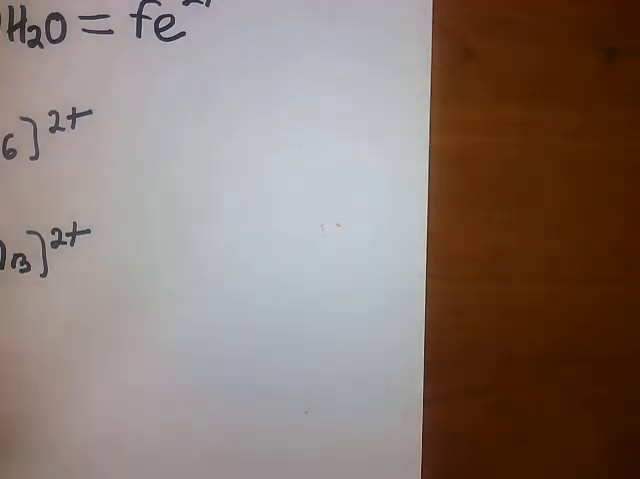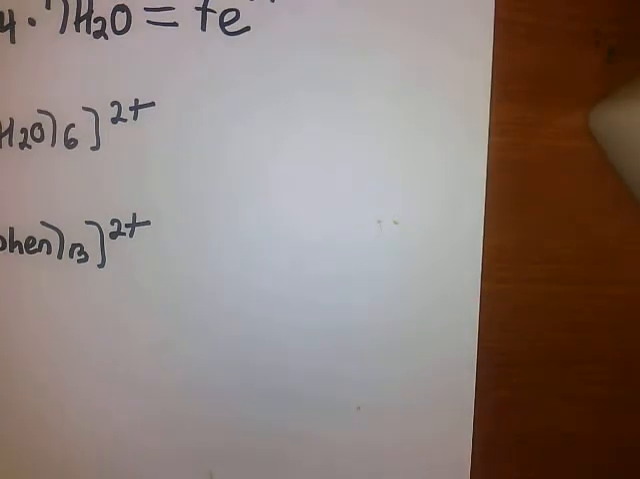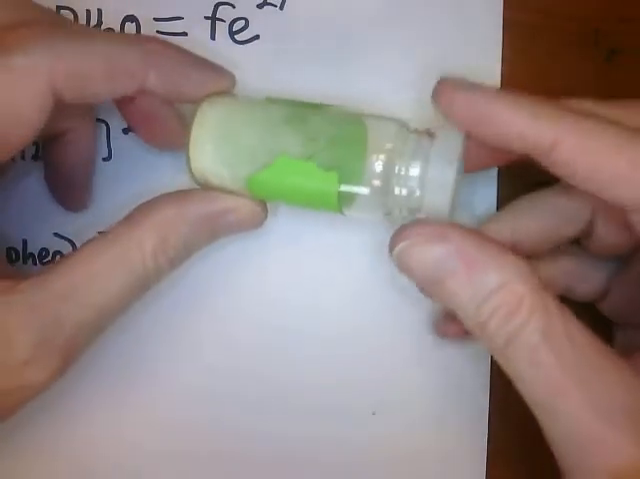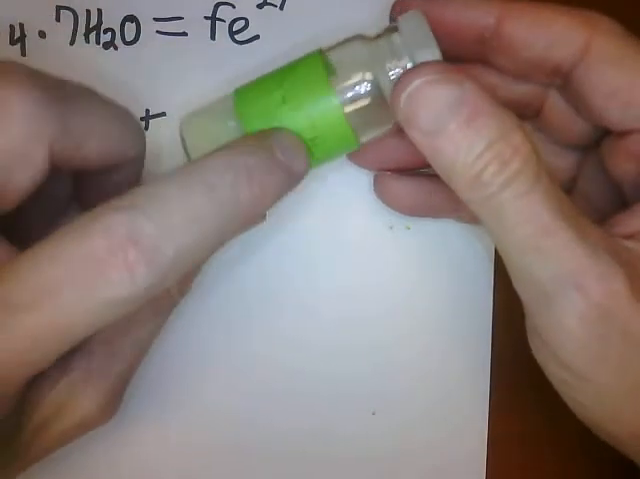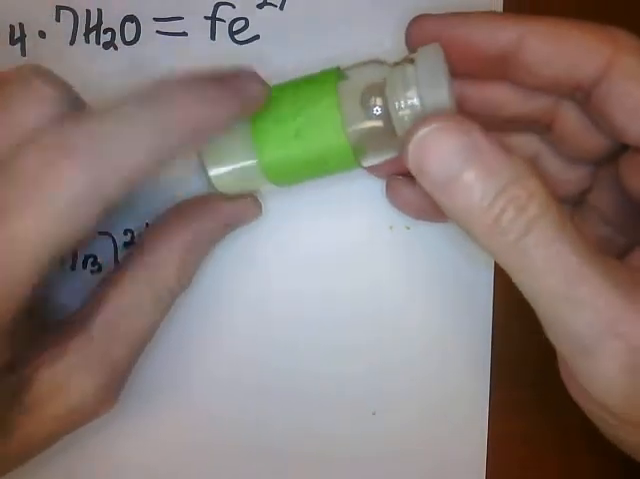Alright, so next let's go on and take a look at iron 2 ion. Our source of iron 2 ion is going to be ferrous sulfate, FeSO4, ferrous sulfate heptahydrate, FeSO4·7H2O.